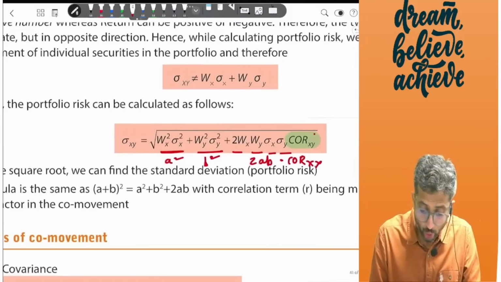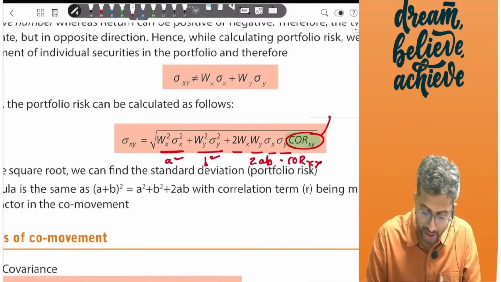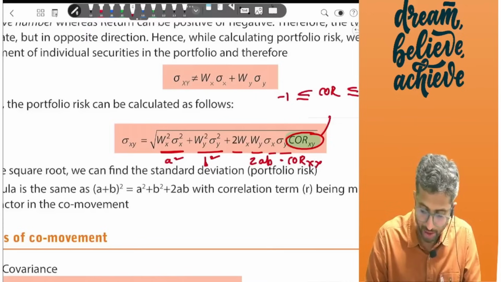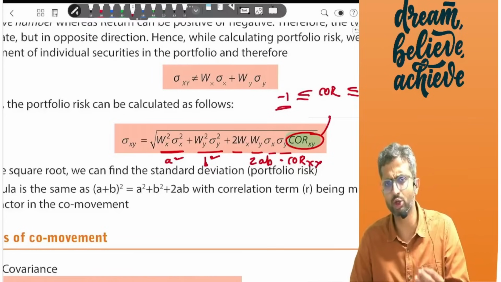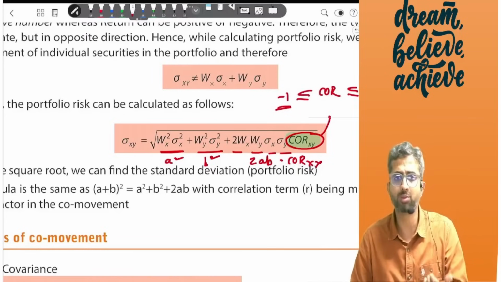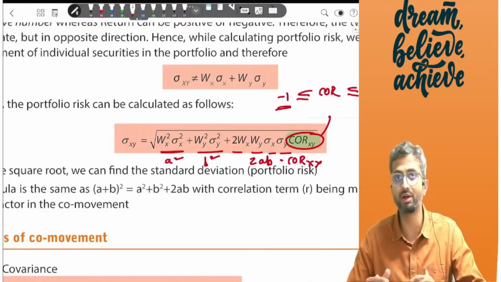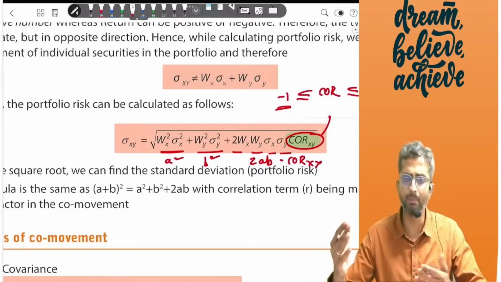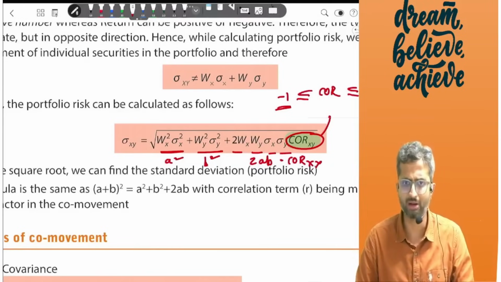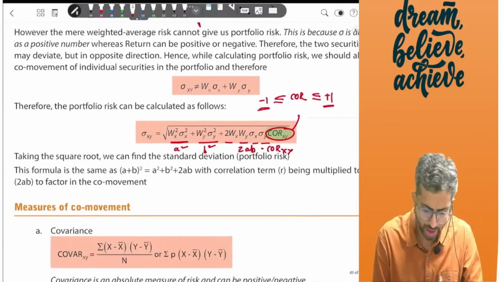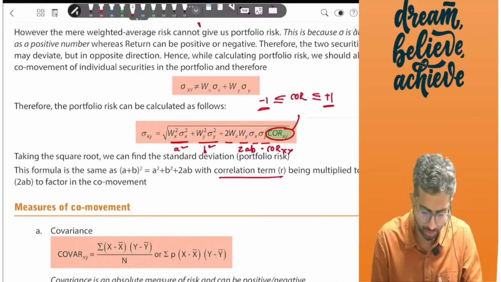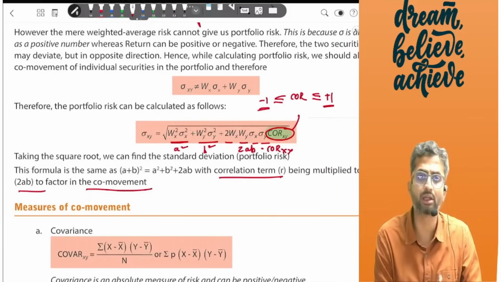And correlation, if you are aware, is going to be between -1 and +1. +1 is perfectly correlated, that they will move in the same magnitude, in the same direction. -1 is perfectly negatively correlated, so they will always move in the opposite direction. So if it is going up, the other security, let us say, will go down, and vice versa. So over here, when you look at the correlation, this formula is the same with the correlation term being multiplied to 2AB to factor in the co-movement.